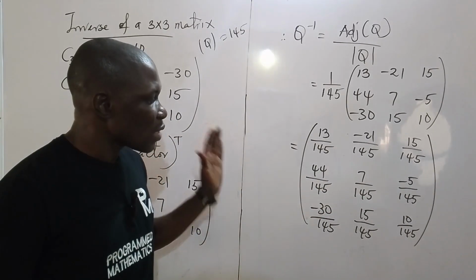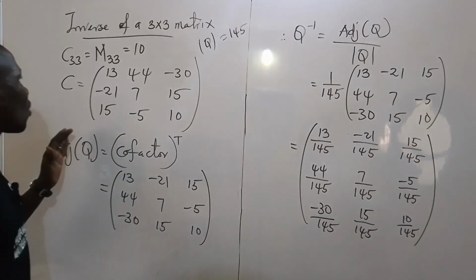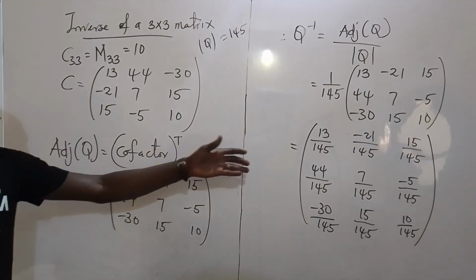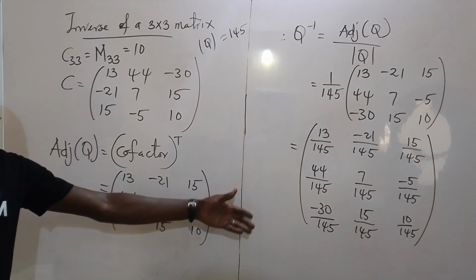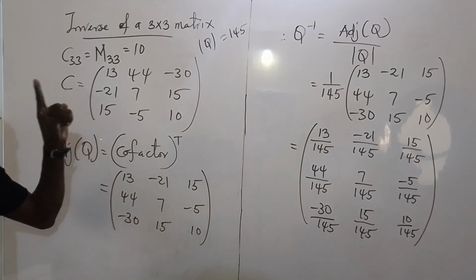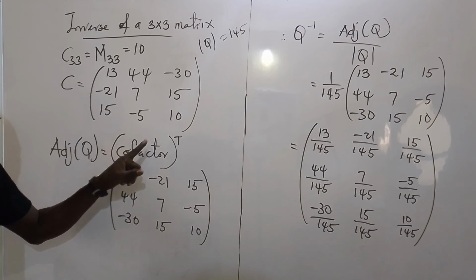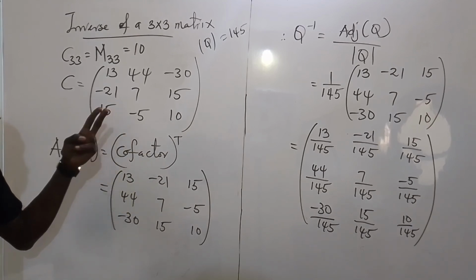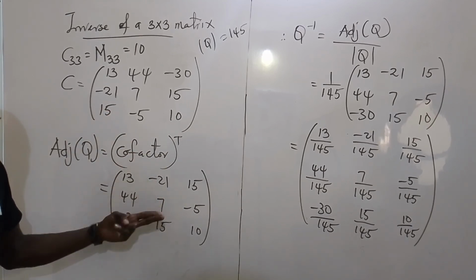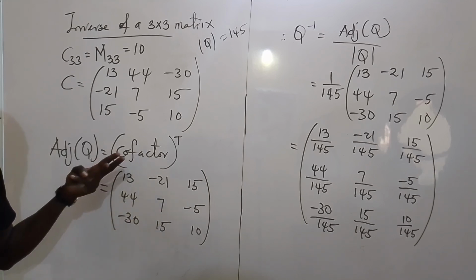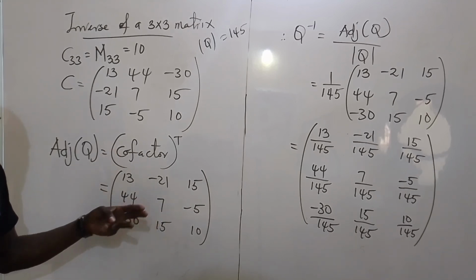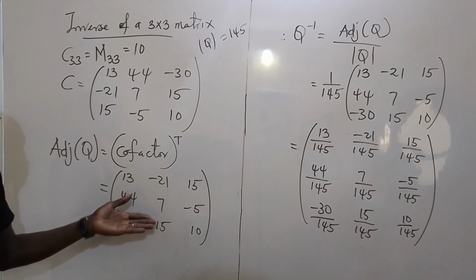So when it comes to calculating the inverse of a 3 by 3 matrix, it is as simple as it is. First step, remember, get the determinant of the matrix. Second step, obtain the cofactor matrix. Third step, obtain the adjoint of the matrix, which is the transpose of the cofactor matrix.